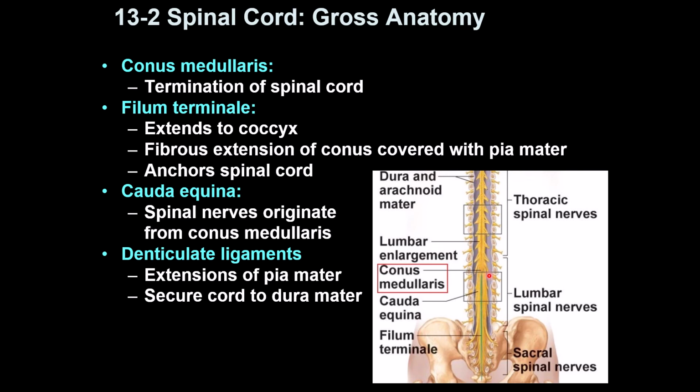And the denticulate ligament, which you cannot see here, but I showed you in the previous image. It's like ligaments like this. These are connective tissue that connects the spinal cord to the wall of the vertebral canal. So this is the wall of the vertebral canal, and this stabilizes the spinal cord.